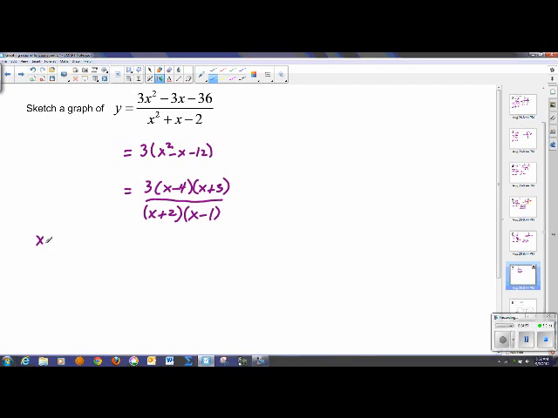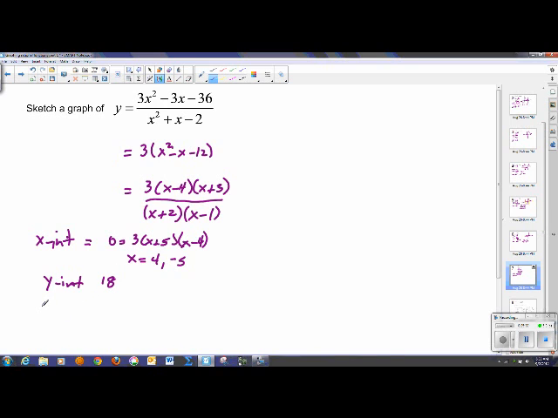I have an x-intercept. Again, we're setting y equal to 0. When y equals 0, I multiply the denominator to the other side, leaving just the numerator. So I have 0 equals 3 times x plus 3 and x minus 4. Therefore, I have two x-intercepts of 4 and negative 3. My y-intercept, once again, we'll set x equal to 0. That gives me a positive 18, I believe.